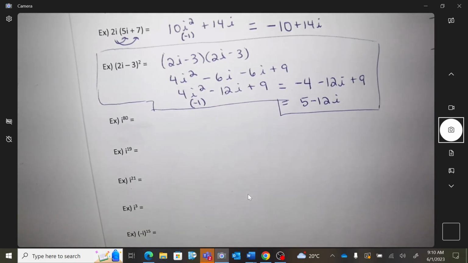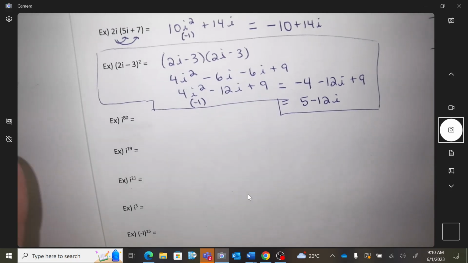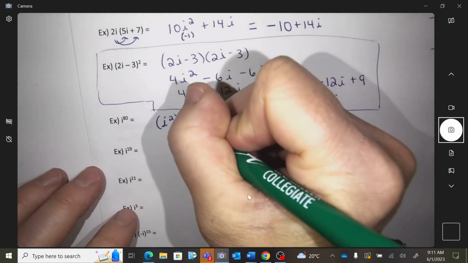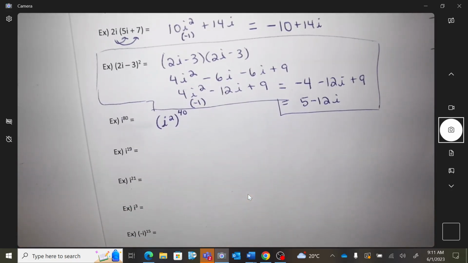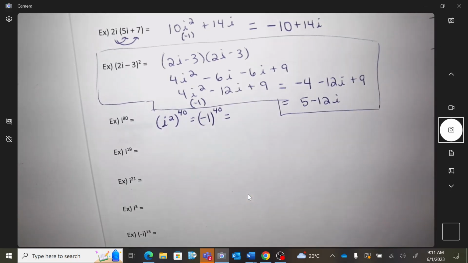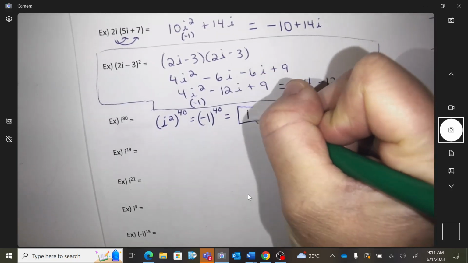Okay, the next one says i to the 80. So here's what I like to do. I like to take out i squareds. So I can change this to be i squared to the 40. Does that make sense, what I just did? Instead of i to the 80, I just revamped it to i squared repeated 40 times. So now i squared is -1. And if you repeat -1 40 times, what do you get? +1, right?